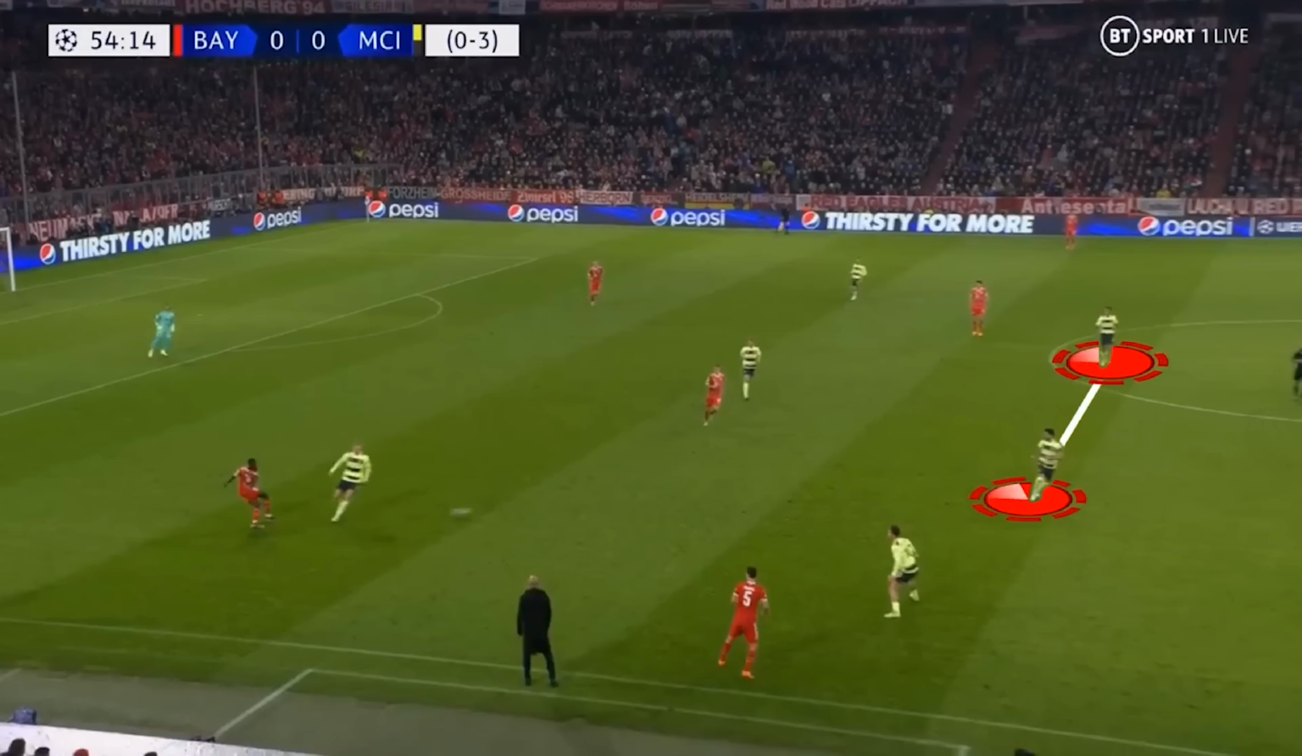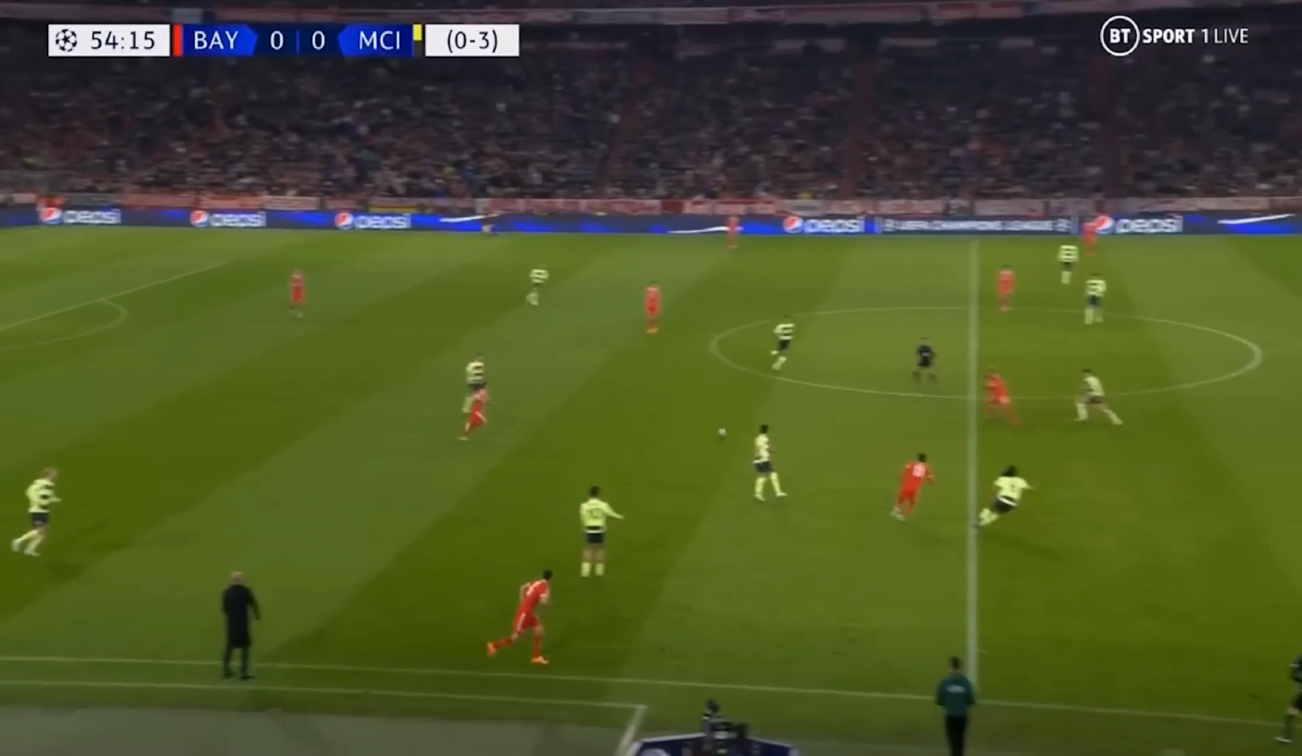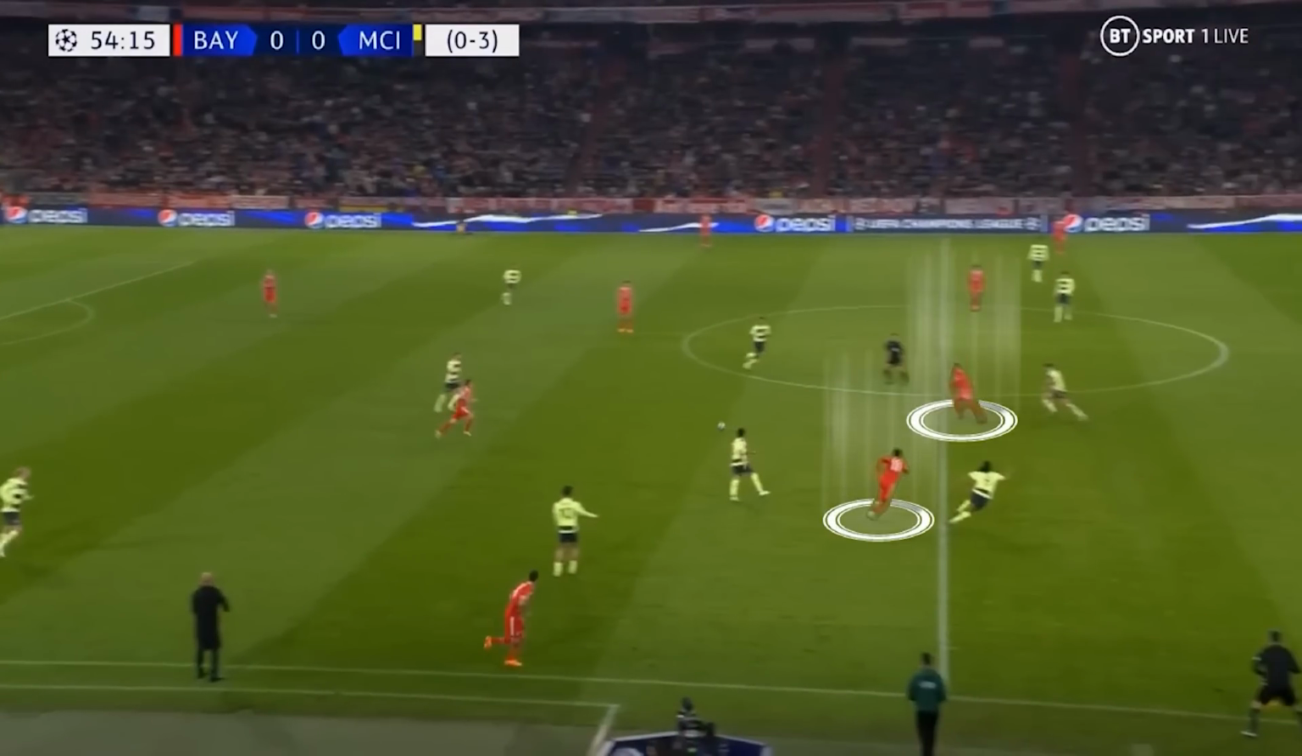The City double pivot is high once again, and Pavard is providing the width on the right hand side. This has allowed Coman to tuck in, we see Choupo-Moting dropping, as well as Musiala, who are all available between the lines to potentially receive.